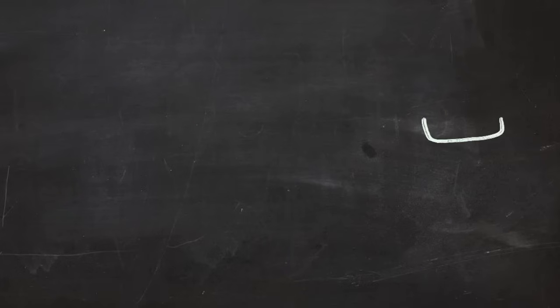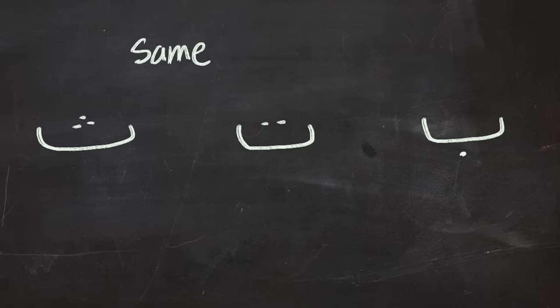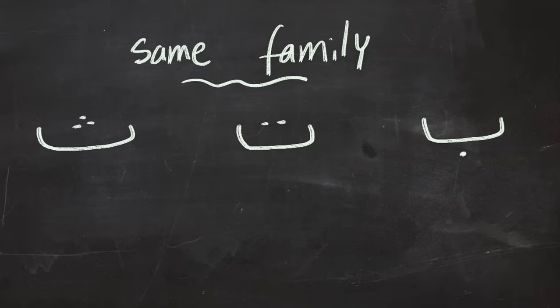So, what is the story with these 3 symbols or these 3 letters? You can say that these 3 letters belong to the same family. They look exactly the same, they behave exactly the same in the word, with the exception of the dots under or above or 2 or 3 dots. So that is the only difference.